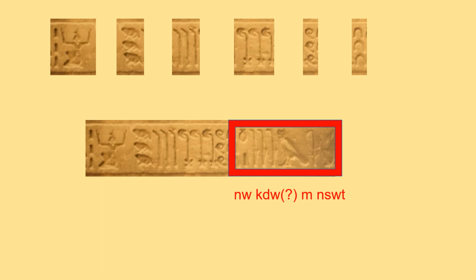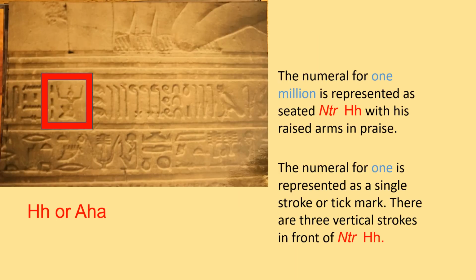Most of these additional symbols were presented in lessons 1 through 4. The unfamiliar Medu Necha symbol is the carpenter's tool, which is transliterated as KDW, pronounced Kedu. So I would translate this as Nu Kedu M Nisut. However, for this lesson, we're going to focus on the numerals and identifying their value.